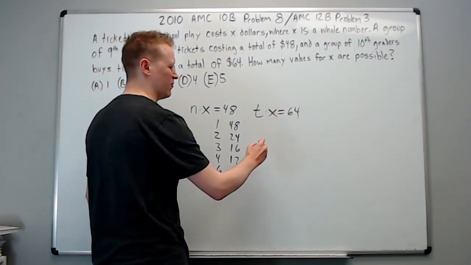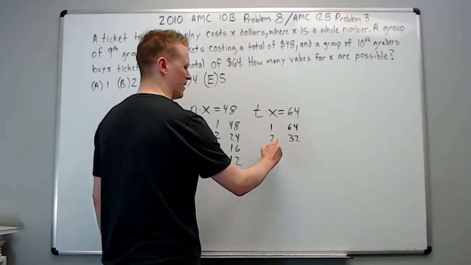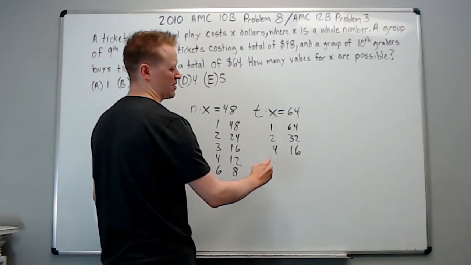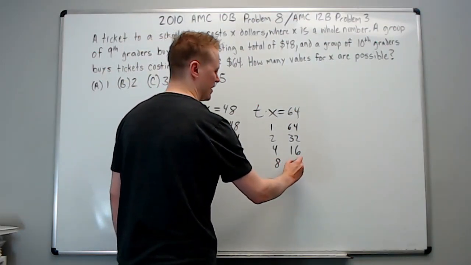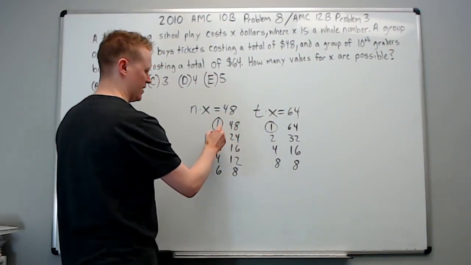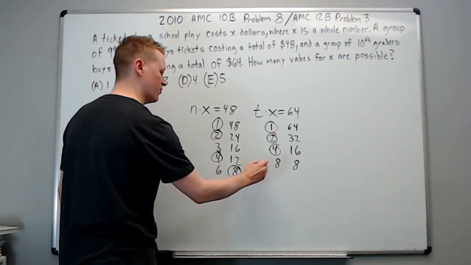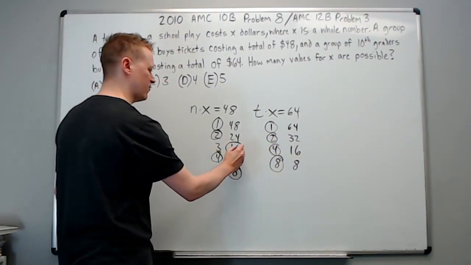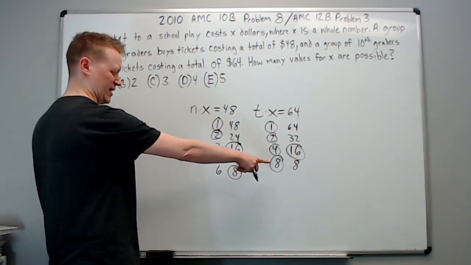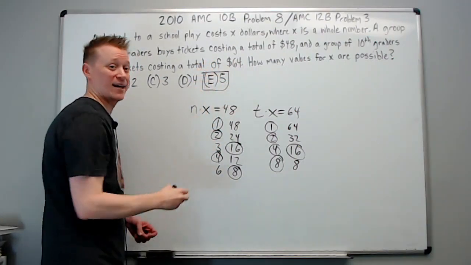Same thing for 64: 1 and 64, 2 and 32, 3 does not go in, 4 and 16, 5 no, 6 no, 7 no, 8 yes. So what do we do next? We find the common factors. Here's 1, here's 2, here's 3, here's 4, here's 5, and 48, 24, 8, 6. We already got the 8. So 1, 2, 3, 4, 5, we've got all that there is to get.